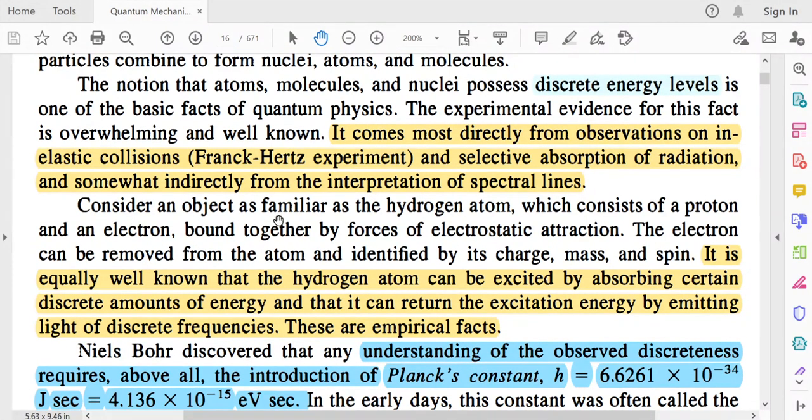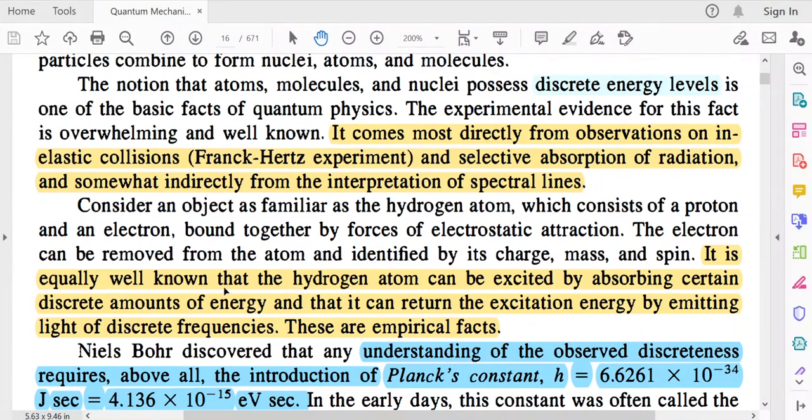Consider an object as familiar as the hydrogen atom. We know that the hydrogen atom consists of a proton and an electron bound together by forces of electrostatic attraction. The electron can be removed from the atom and identified by its charge, mass, and spin. These variables were already discussed in the beginning of the lecture. So, we can describe the electron by its charge, mass, and spin.